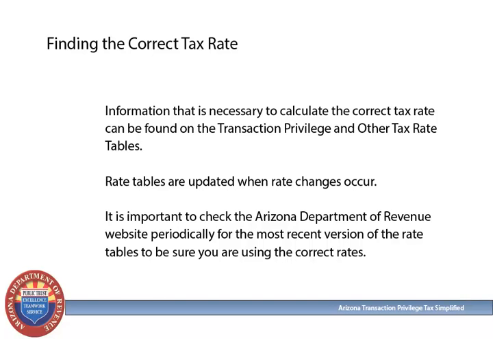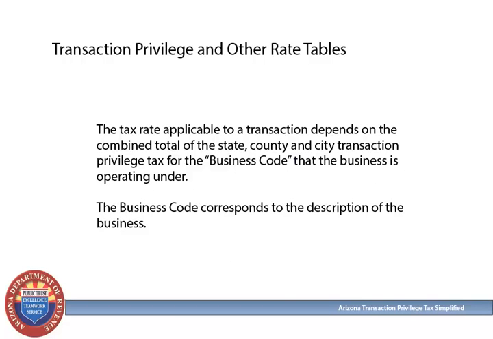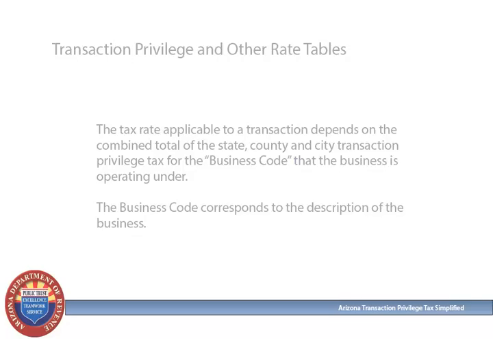The rate tables are updated when rate changes occur. It's important to check the Arizona Department of Revenue website periodically for the most recent version of the tax rate tables to be sure you are using the correct rates. The tax rate applicable to a transaction depends on the combined total of the state, county, and city transaction privilege tax for the business code that the business is operating under. The business code corresponds to the description of the business.